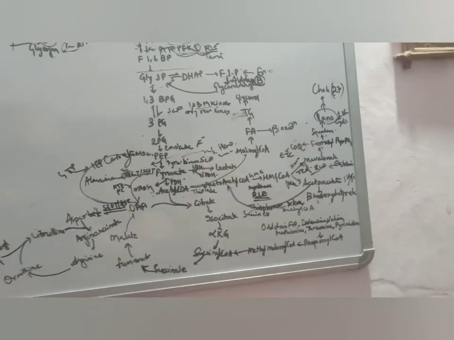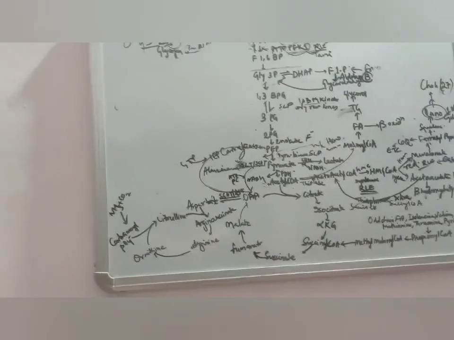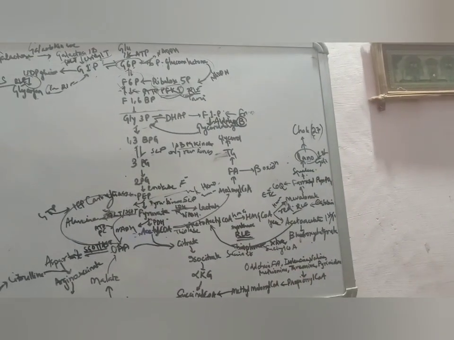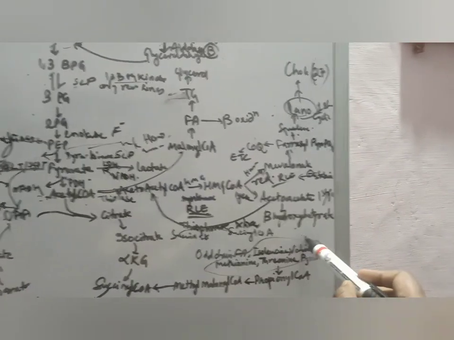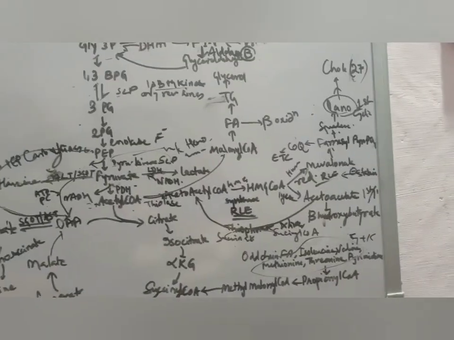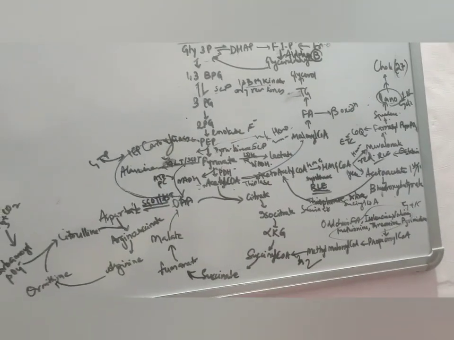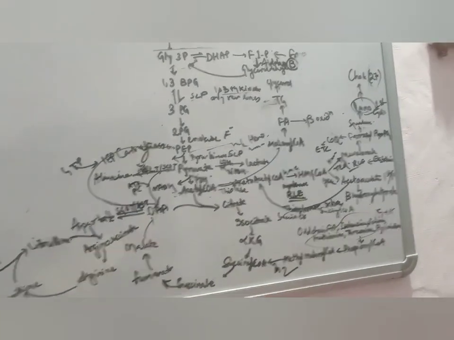Odd chain fatty acids, isoleucine, valine, methionine, threonine and pyrimidines become propionyl coenzyme A, then methylmalonyl coenzyme A, and finally succinyl coenzyme A. Listen, isoleucine, valine, methionine and threonine are both ketogenic and glucogenic amino acids. This is one important previous year question. Another thing is that you need B12 for the step from methylmalonyl coenzyme A to succinyl coenzyme A. B12.